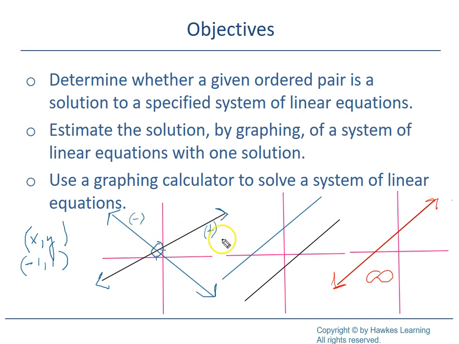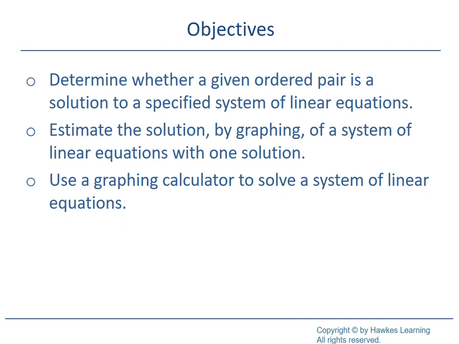Now, this is something that's going to be a theme throughout this chapter. There are three possibilities: one solution, no solution, an infinite number of solutions. Now, the first one is to see if we can find that solution by graphing. But they also want us to do a little substitution here to see, when they give us a point, is it a solution for both equations? So with that in mind, we'll move on now.